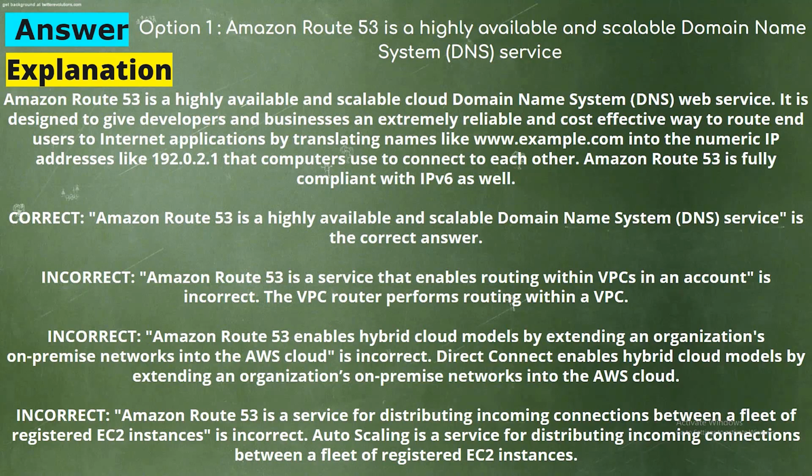Incorrect. Amazon Route 53 is a service that enables routing within VPCs in an account is incorrect. The VPC router performs routing within a VPC. Incorrect. Amazon Route 53 enables hybrid cloud models by extending an organization's on-premise networks into the AWS cloud is incorrect. Direct Connect enables hybrid cloud models by extending an organization's on-premise networks into the AWS cloud. Incorrect. Amazon Route 53 is a service for distributing incoming connections between a fleet of registered EC2 instances is incorrect. Auto Scaling is a service for distributing incoming connections between a fleet of registered EC2 instances.